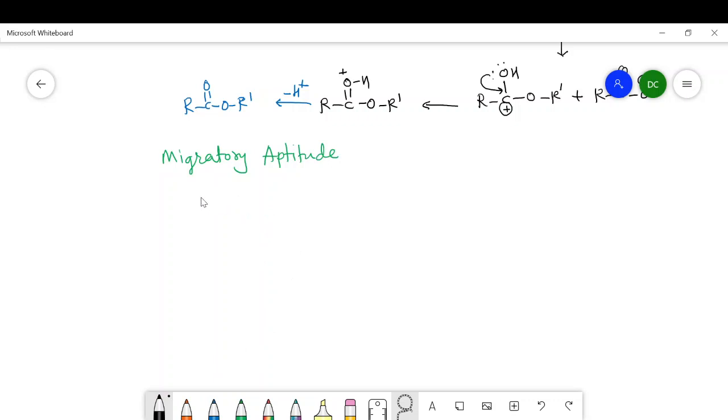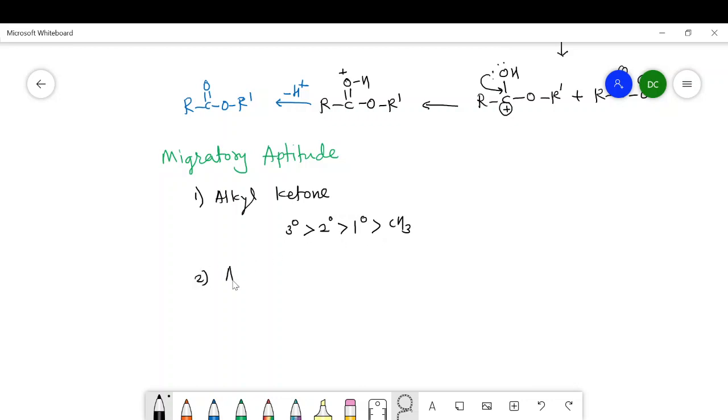In case of aryl ketones, alkyl ketones, or aryl alkyl ketones, we have to study the migratory aptitude. First of all, we will take only alkyl ketones. In alkyl ketones, the migratory aptitude is like this. A tertiary alkyl group has more migratory aptitude than secondary, than primary, than CH3.